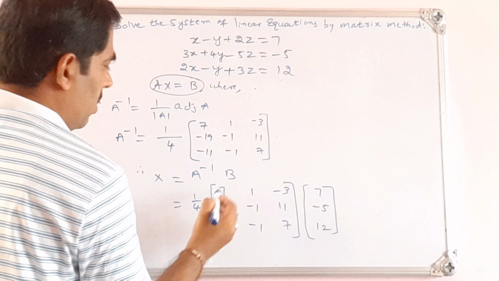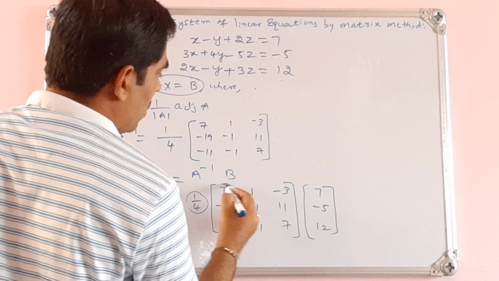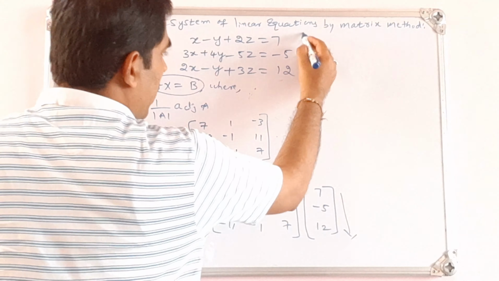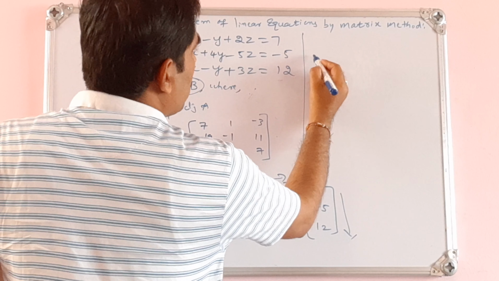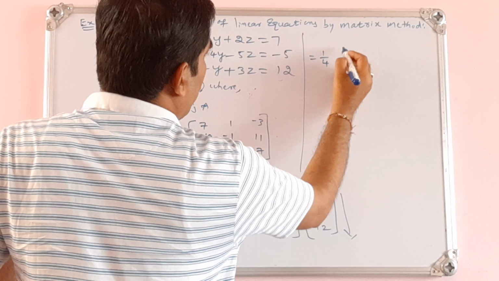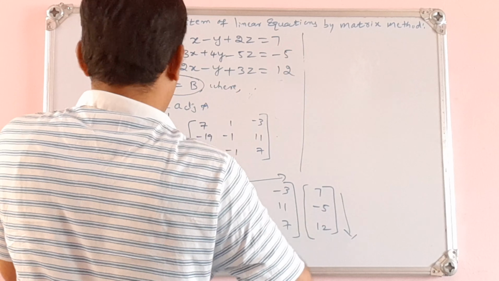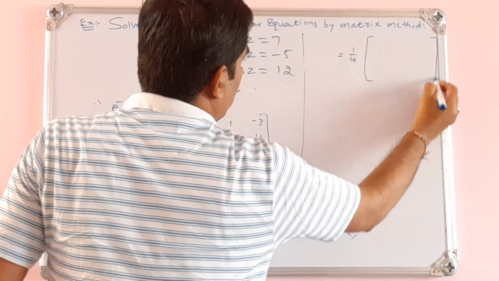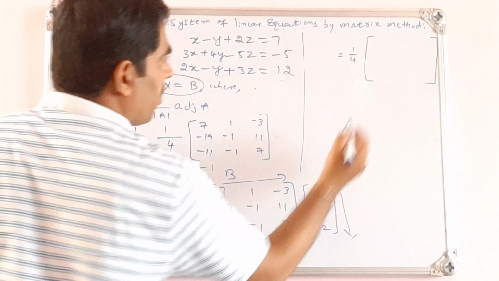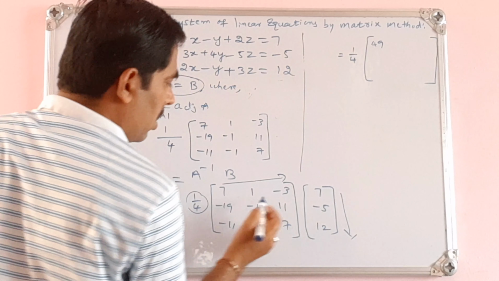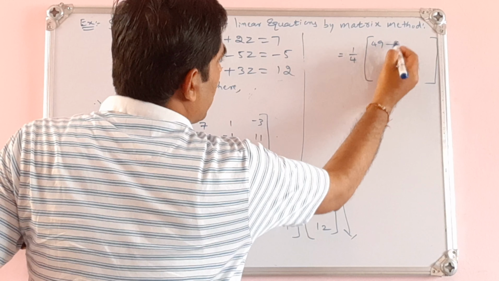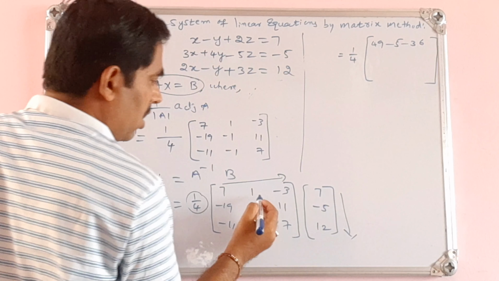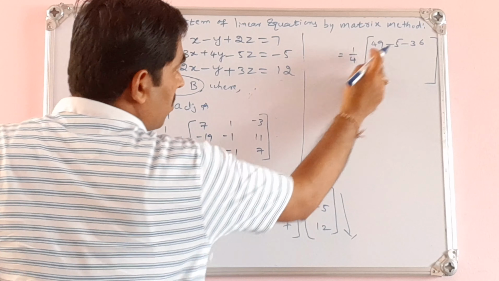Okay. So then you write this scalar as it is. So this first row, first column, I will write it here. That is equal to 1 by 4 into, see, 7 into 7, that is 49. Then 1 into minus 5, that is minus 5. Then minus 12 is a 36. Okay, first row, first column, that is over.